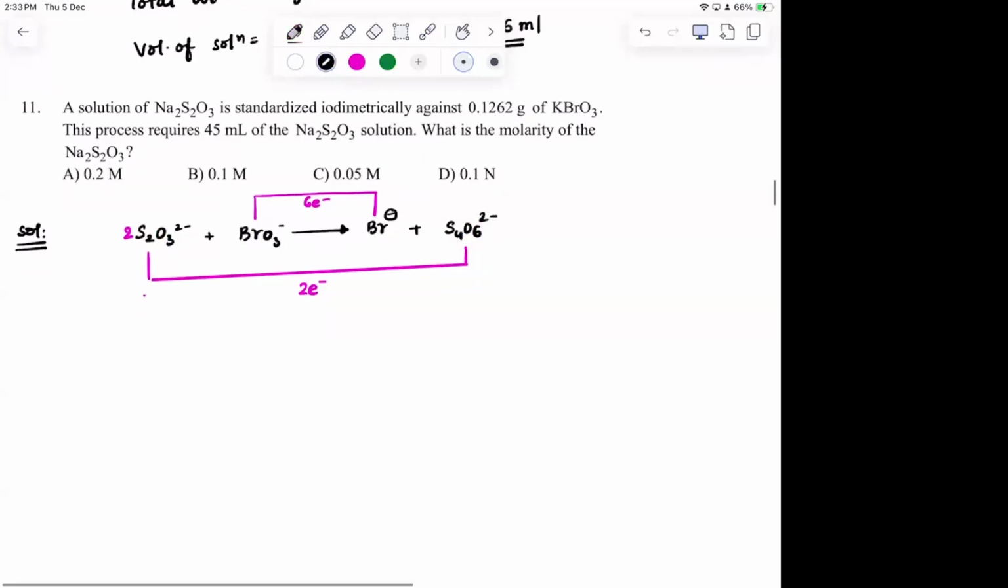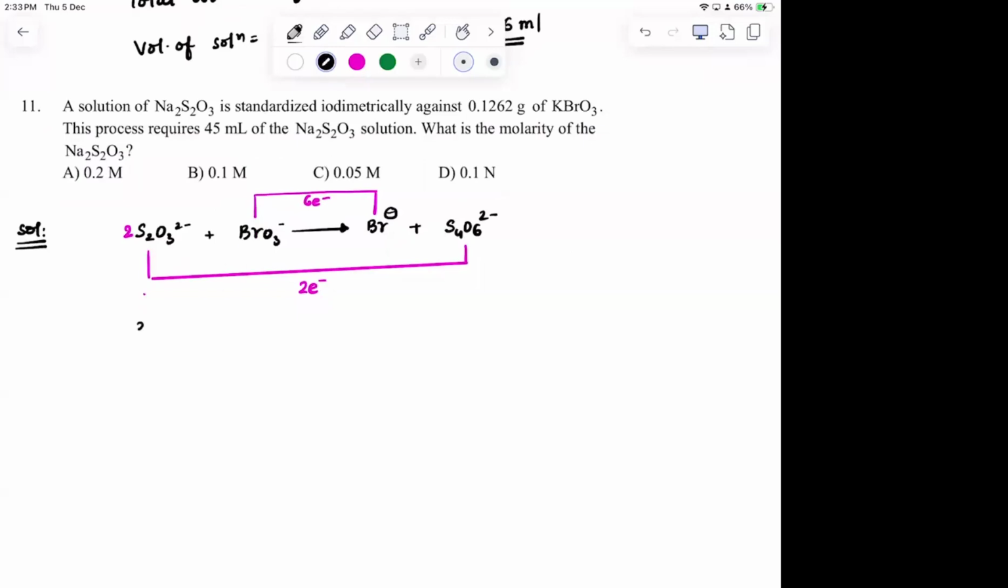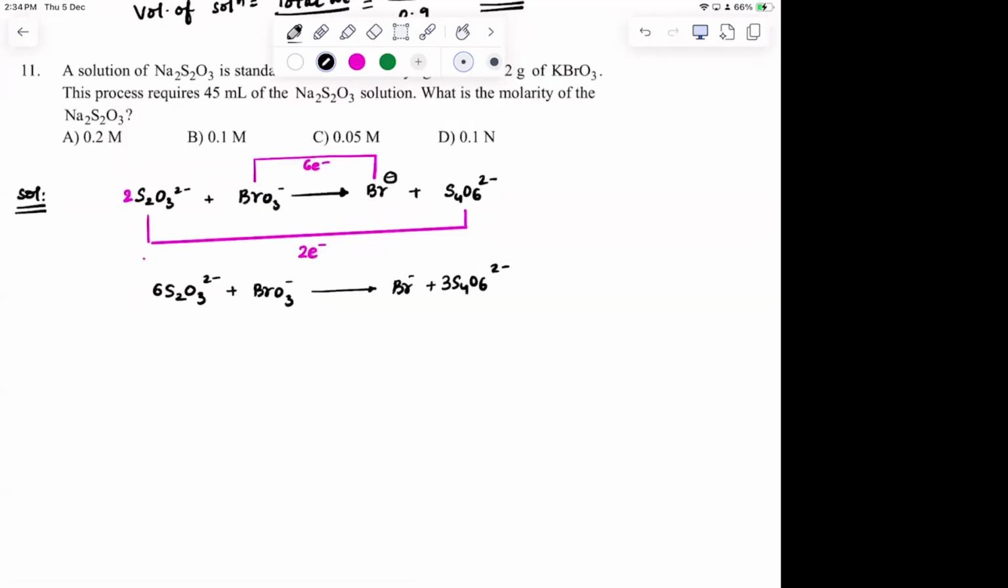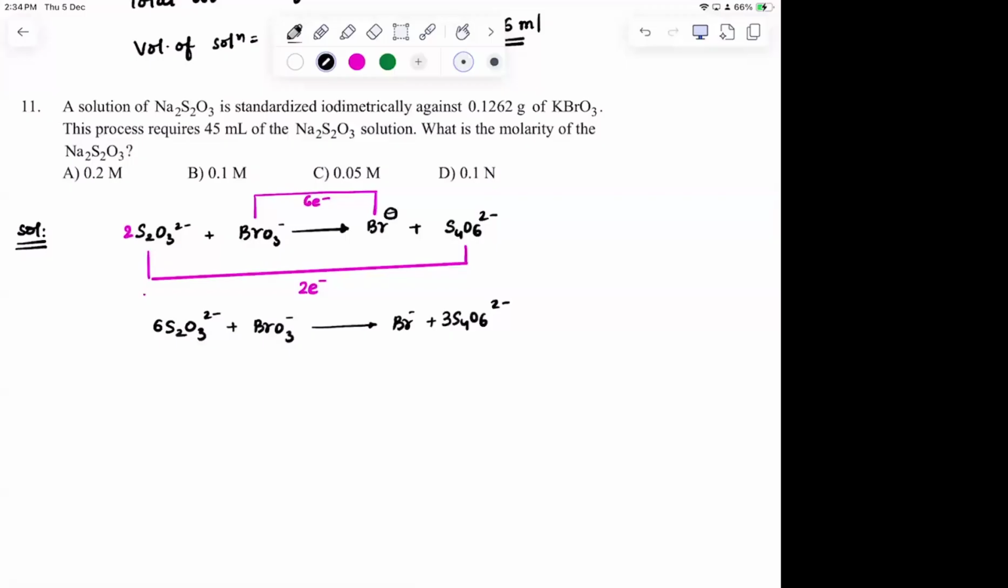So if I balance it, I would get 6 times S2O3 2 minus plus BrO3 minus giving Br minus plus, not 6, yeah, 3 times S4O6 2 minus. Yeah, this is what it should be. Now, based on this, you can solve the question given. The weight of the KBrO3 is given, and this process requires this much amount of hypo. What is the molarity given?